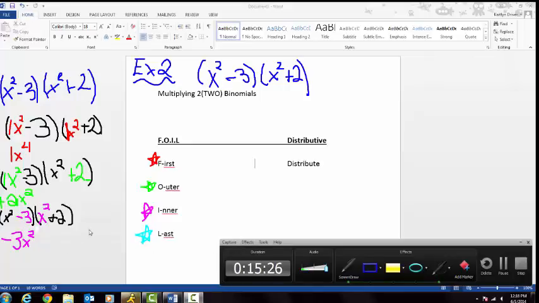Now we have one more to go, which is our last term of each binomial. So we have x squared minus 3 and x squared plus 2.